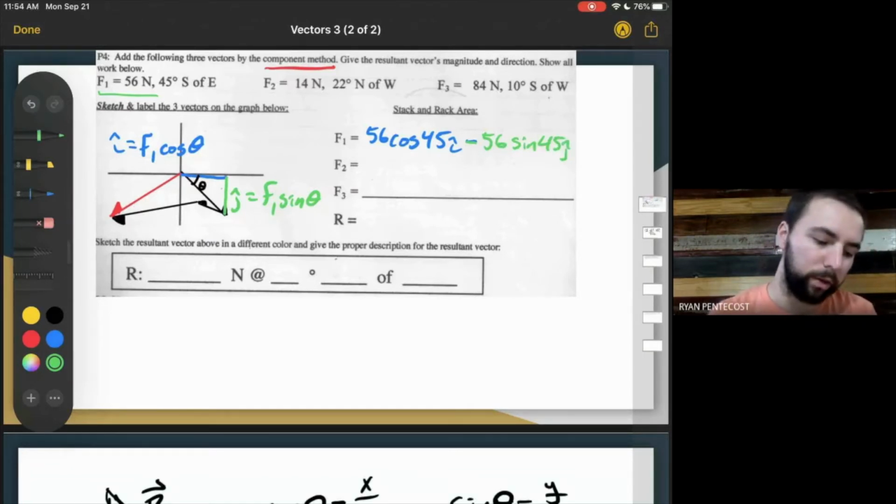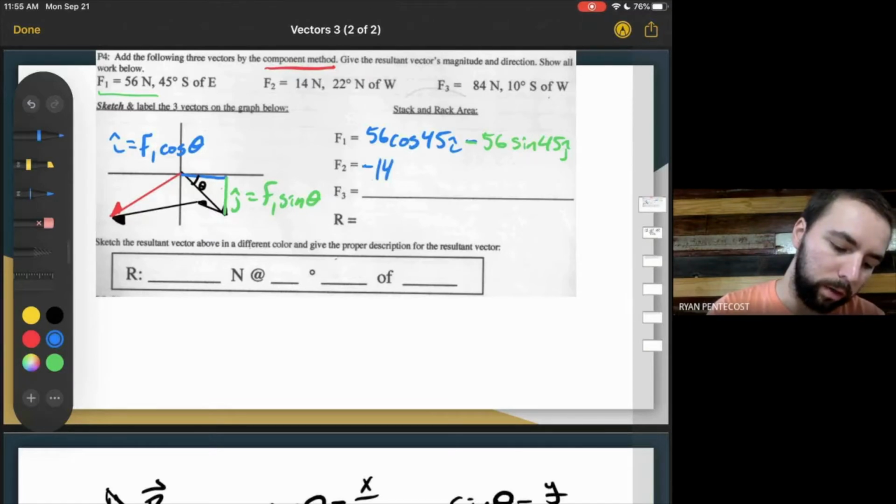Then for vector 2, we're going to rinse and repeat, use the exact same method. We're going to look at our direction. We have north and west. North will be positive j, west is negative i. So we have negative 14 cosine 22 i plus 14 sine 22 j.